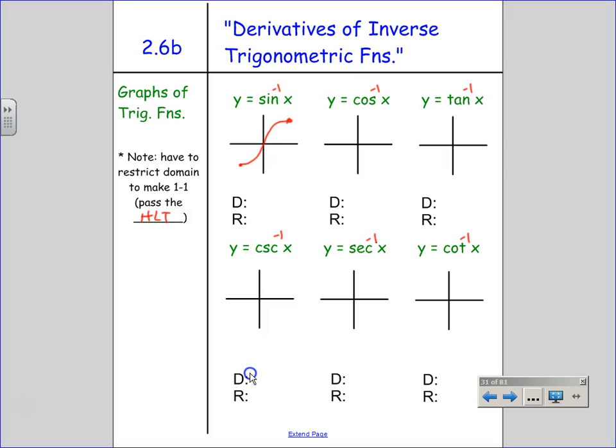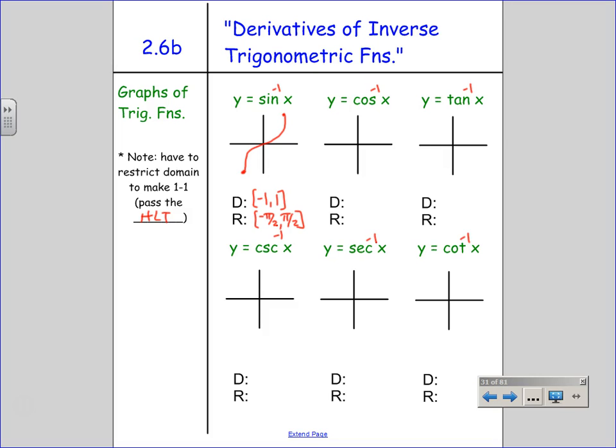I apologize, it should be level. It should be like this. There we go. That's flipping the sine curve. The domain is going to be from -1 to 1, and the range is going to be from negative pi over 2 to pi over 2. The x's and the y's switch.